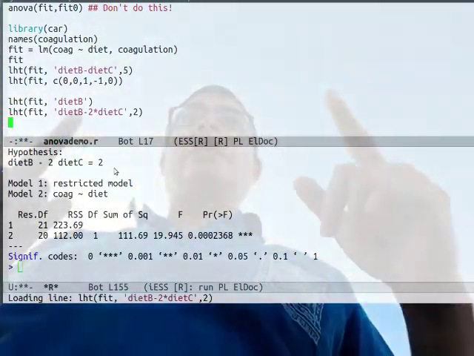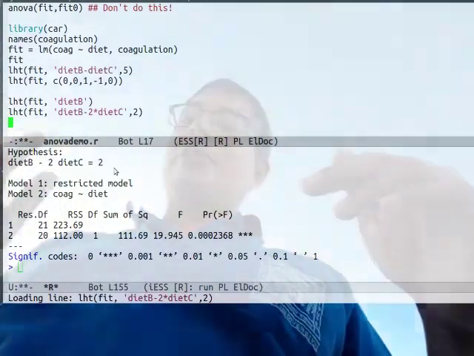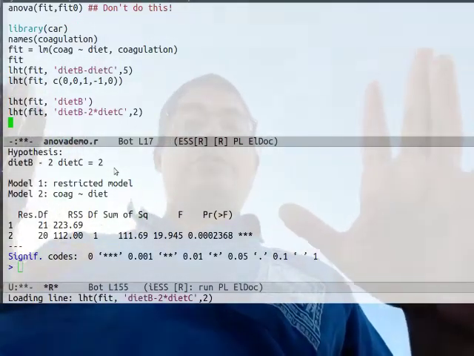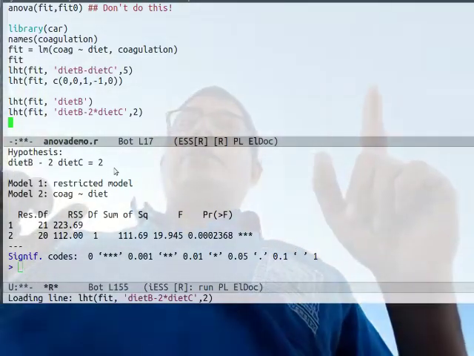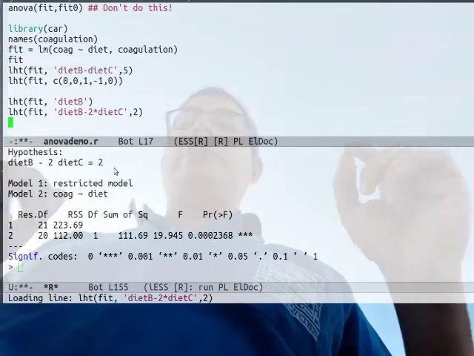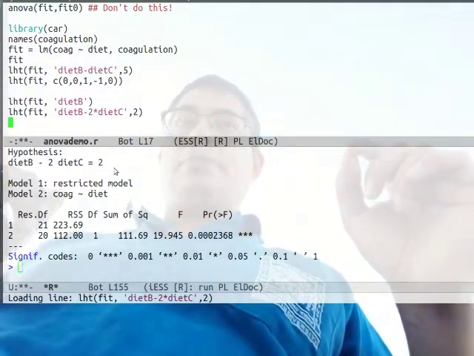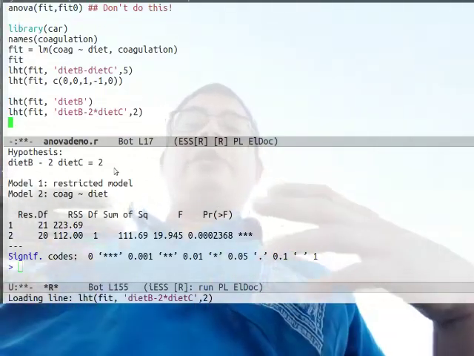Never say that I have tested alpha 2 equal to 0. Remember, it is working under that restricted setup where alpha 1 is set to 0. So whenever you test using R that diet B equal to 0, you should report it as saying I am testing alpha 2 equal to alpha 1. Okay? So that is basically the thing that I wanted to talk about in this video.